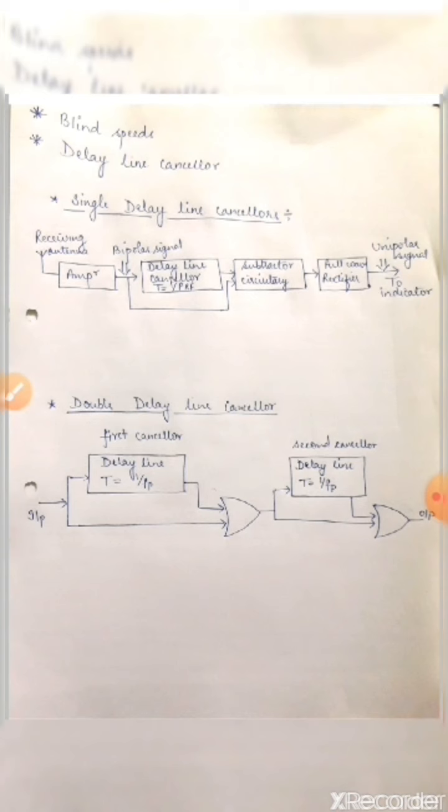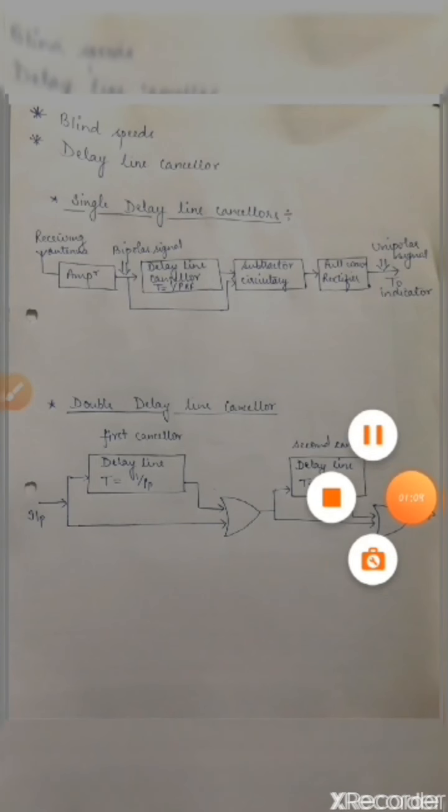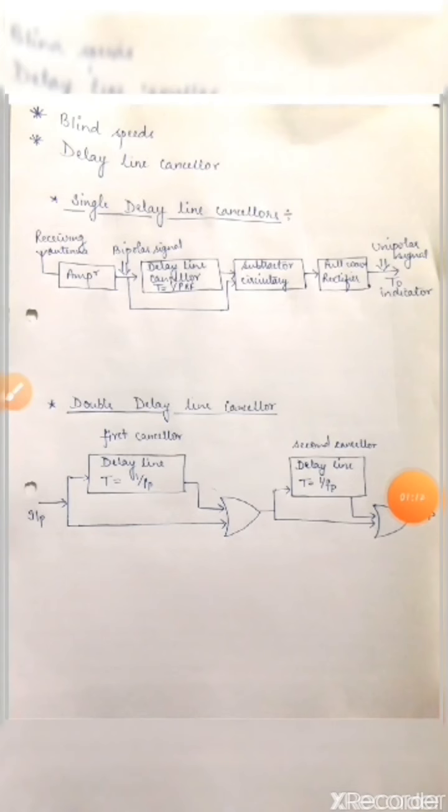Now, come on to the second topic, that is delay line canceller. What is delay line canceller? A delay line canceller is a device frequently employed for extracting Doppler information suitable for display on the PPI scope. It cuts the echoes from stationary objects and passes the echoes from moving objects.